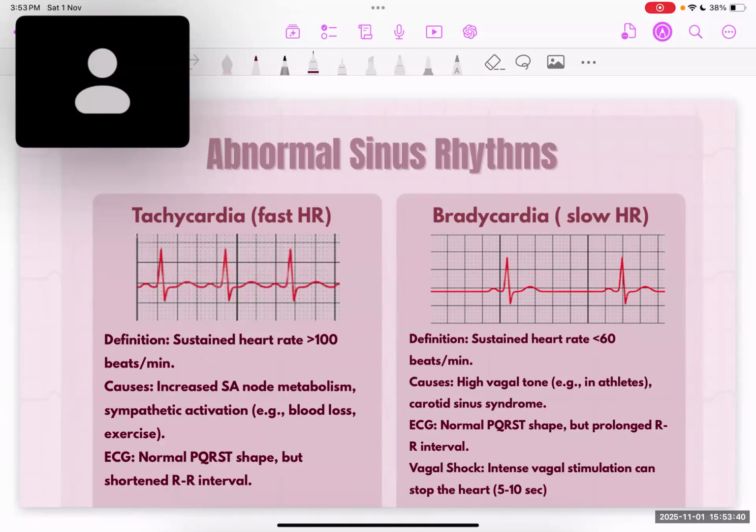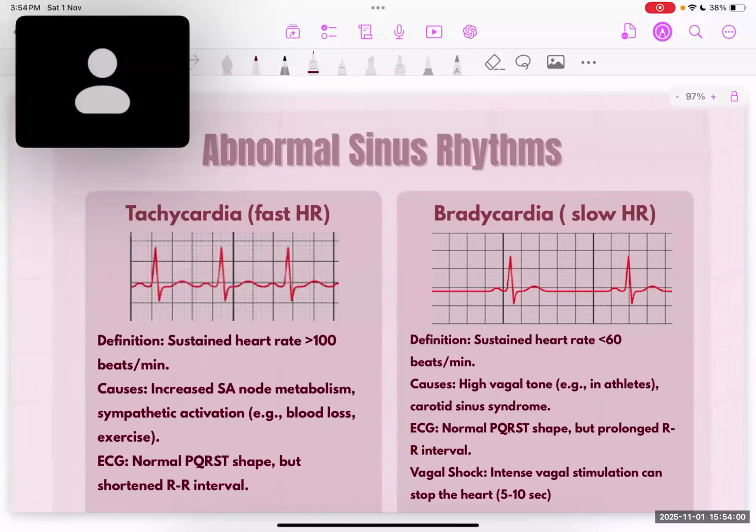What is happening is increased SA node metabolism, so there's sympathetic activation. Let's say there's blood loss or you're exercising. Everything's going to be normal. You're going to have a normal PQRST. It's going to be narrow and have a normal length. The P wave is going to be followed by a QRS, and the T wave is going to be normal. Yes, if it's less than 3 boxes, it's going to be tachycardic.